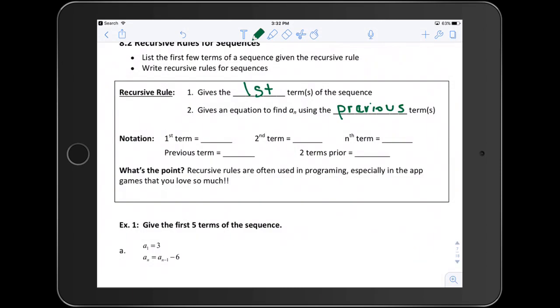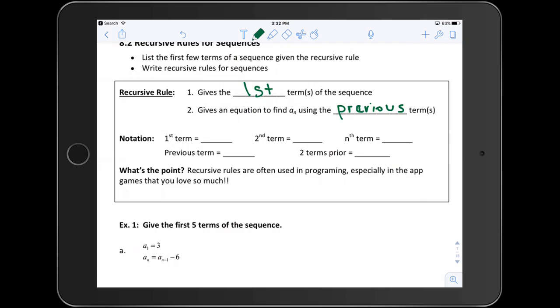Explicit is a rule where you can put in whatever term number, let's say again 128. You can put 128 in for n to find the value at the 128th term. Now recursive is that you are given a rule where you're always using the previous term or terms to find the next one. So it's always using the previous to get to the next one and so on. And if you're not really seeing the difference, you're going to see it here very quickly.